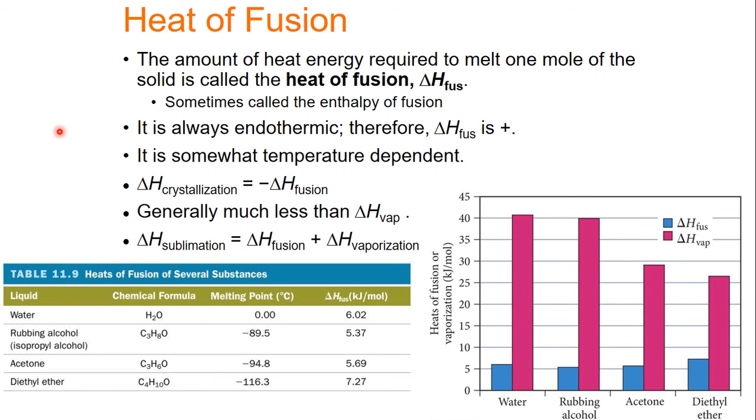And the amount of energy required to melt 1 mole of a solid is the heat of fusion. It's the same idea as the heat of vaporization. We sometimes call it enthalpy. This is an endothermic process, so delta H of fusion is always positive, somewhat temperature dependent. And the opposite, going from liquid to solid, is called crystallization. Just like vaporization and condensation were equal but opposite processes, crystallization and fusion are also equal and opposite processes.